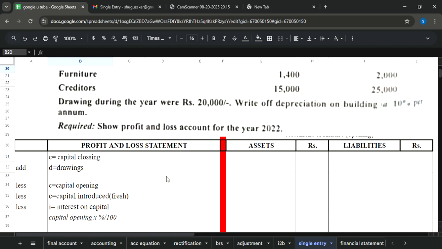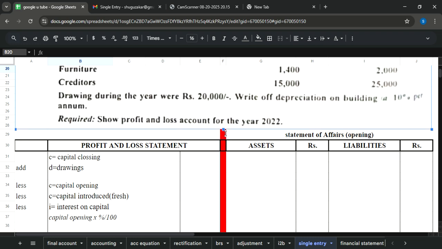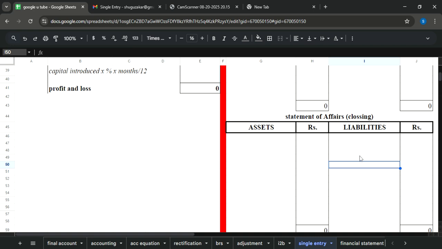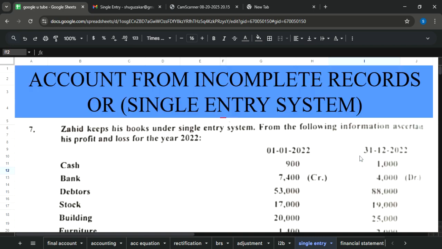On the other hand, the solution is in front of you, the proforma, where on the left side we are going to make the profit and loss statement, while on the second page we will be making the opening statement of affairs and closing statement of affairs. We are ready to start our question, so let's begin. Since this is 1st January, everything written in this column is related to the opening statement.